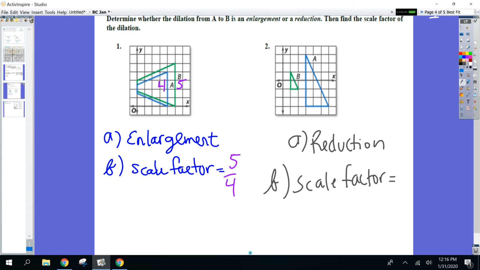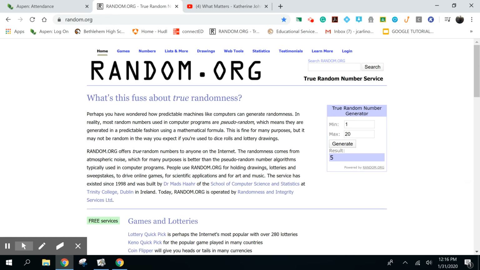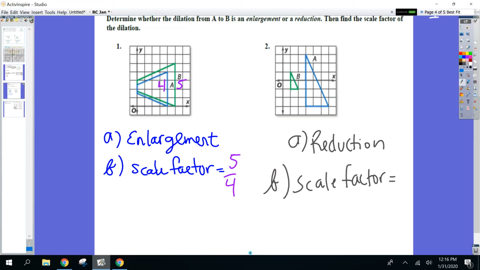All right, here we go. What do you got for me? 5. What do you have for the scale factor? 1/3. Quick question. Why didn't you say 3/1? Look at that. It's a reduction. If anybody had 2/6, you can keep it that way. That's fine. But not 6/2.